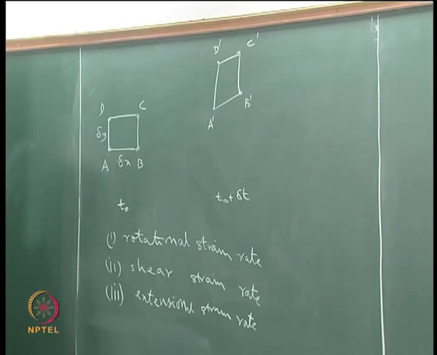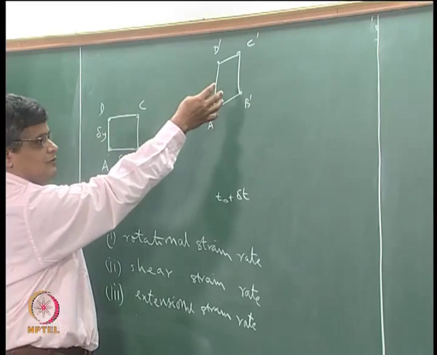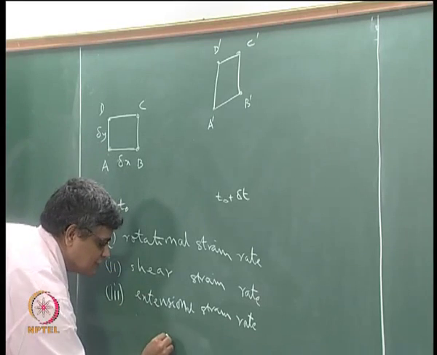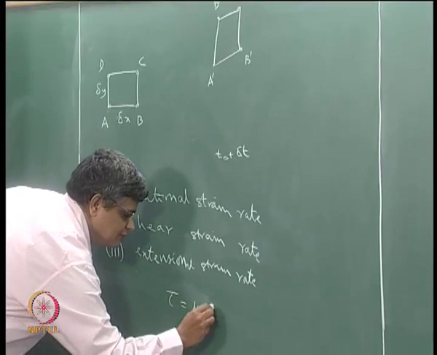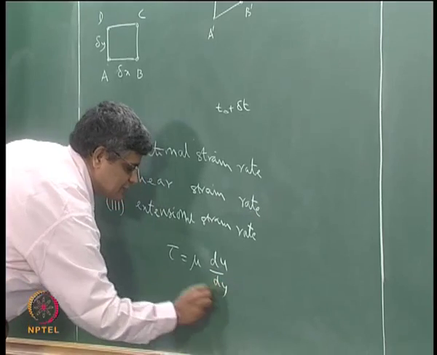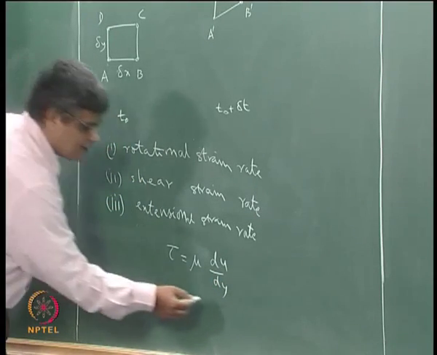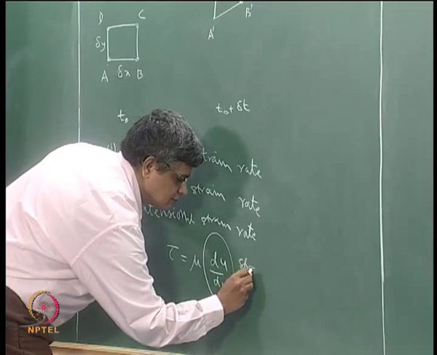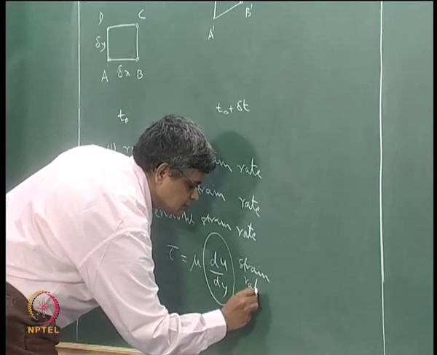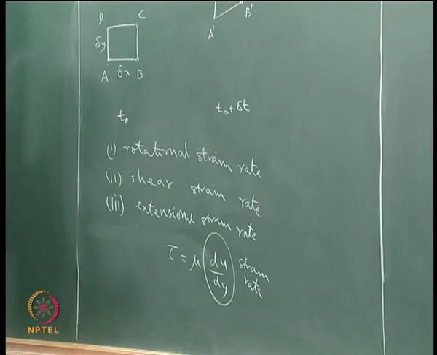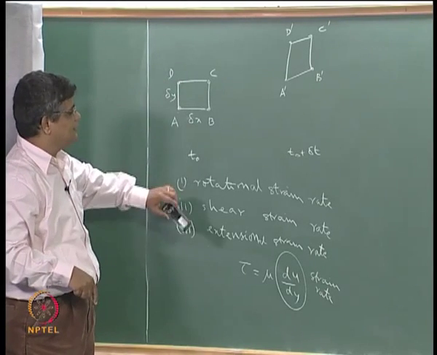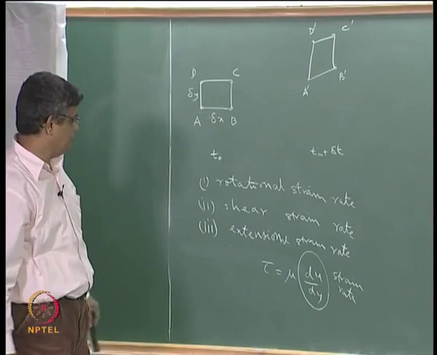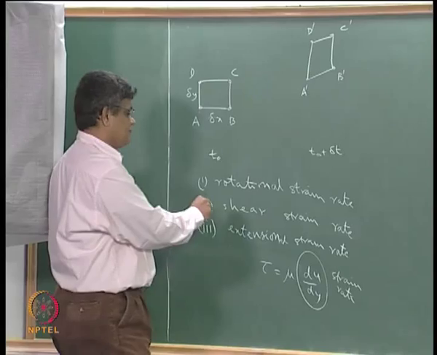Thereby we can relate the change of shape to the gradients of velocity, which is coming in our Newton's law, which is du by dy. Okay, the shear stress is proportional to du by dy. This is a strain rate. Okay, what strain rate it is is something that we will understand by analyzing the kinematics of fluid motion in this particular way.